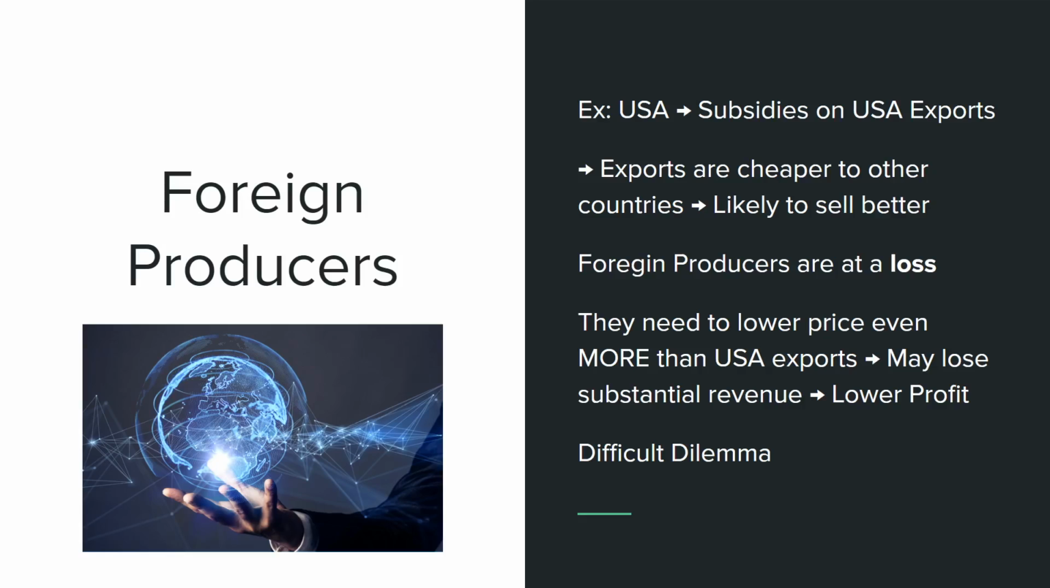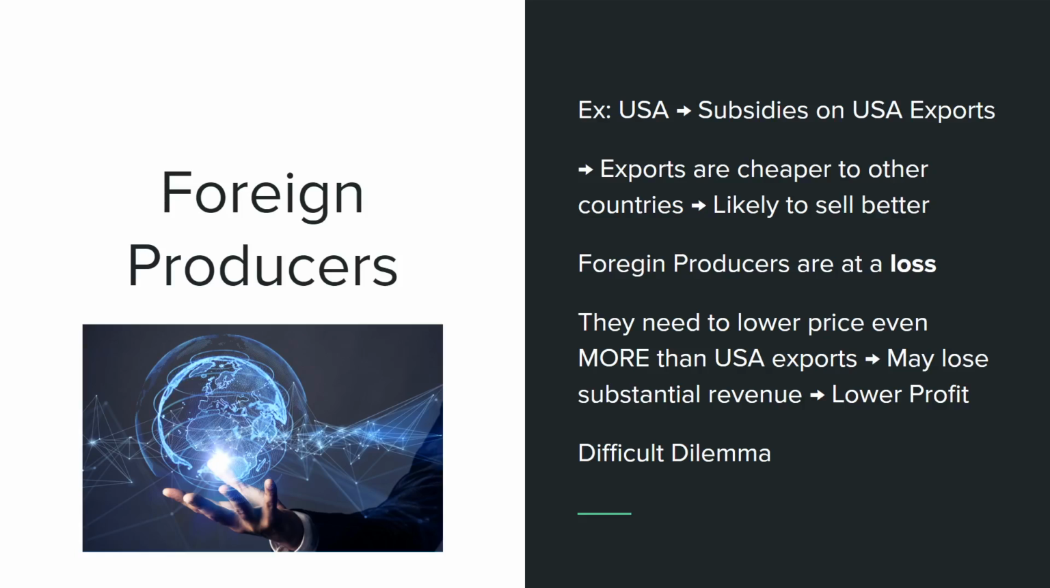And what this does is that foreign producers are at a loss because U.S. exports are going to be cheaper than theirs. And if they're producing or selling a very similar good to what the U.S. is selling, the U.S. is going to be cheaper than theirs. And what's going to happen is that the U.S. is going to gain the revenue that they're not going to be able to gain. And they can have a lot of losses of production costs and resources used in producing the good. And if those foreign producers don't get to sell their goods, they're going to have a huge loss. So what the foreign producers need to do is lower the price even more than the USA exports price.